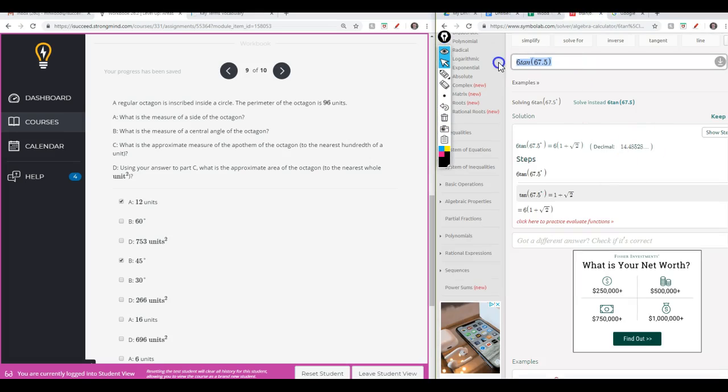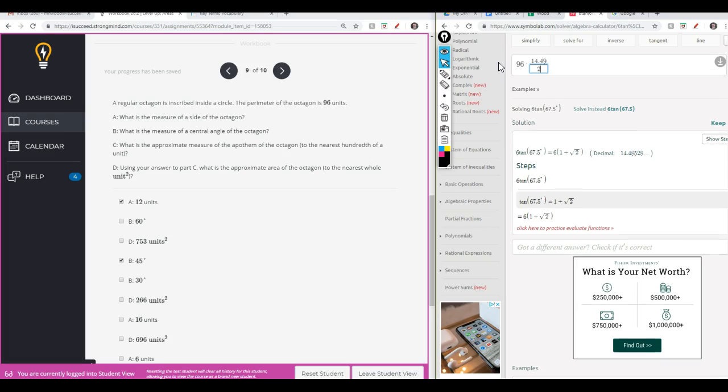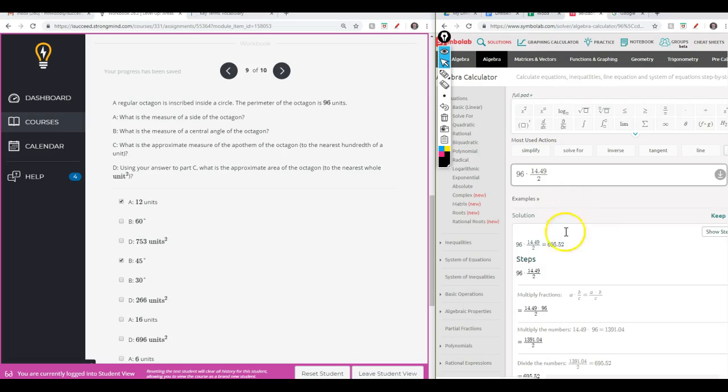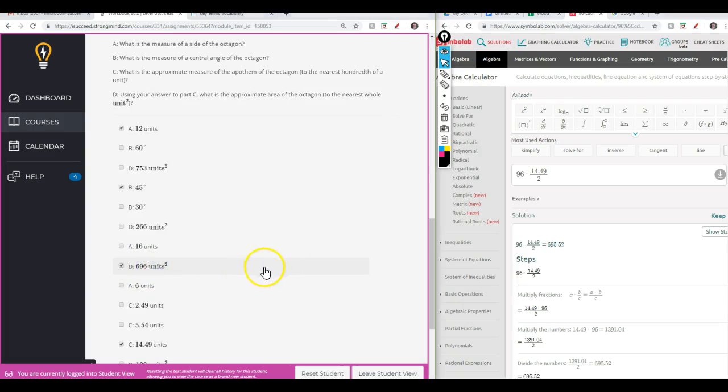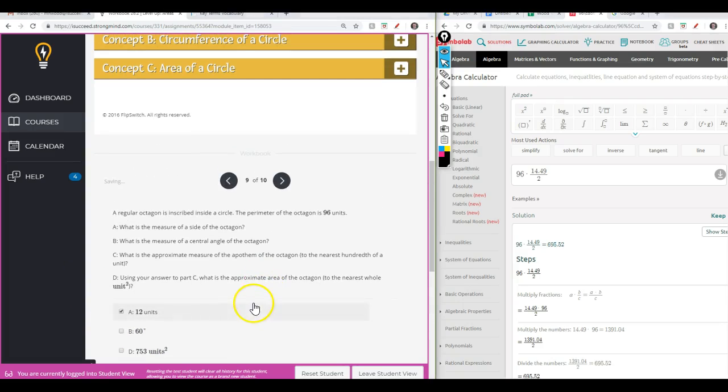So I'm going to jump over again to Symbol Lab. 96 times 14.49 divided by 2, and that gives us 695.52. It says to the nearest whole unit, so this 5 would round it up, so 695.52 is closer to 696 than it is to 695. This 5 in the ones place rounds up to a 6. So we're looking for 696 units squared. And that's how I'd go through and answer this question.